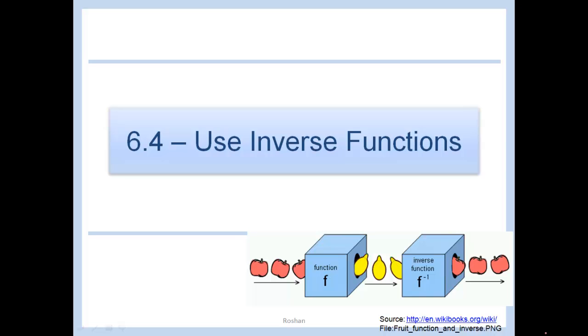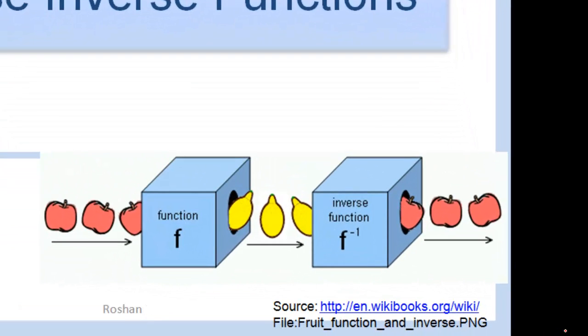6.4, use inverse functions. This illustration actually sums up what we're going to be doing today perfectly. So I'm going to refer back to it a couple times. But what I'm trying to say in this section is that we put some input into our function machine. Say we put apples in and we get out lemons. We do something to it and we get out lemons. This is like putting in an x and getting out an f of x.